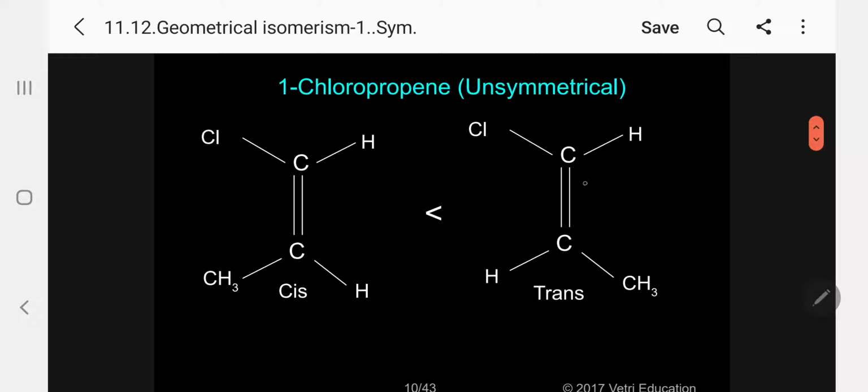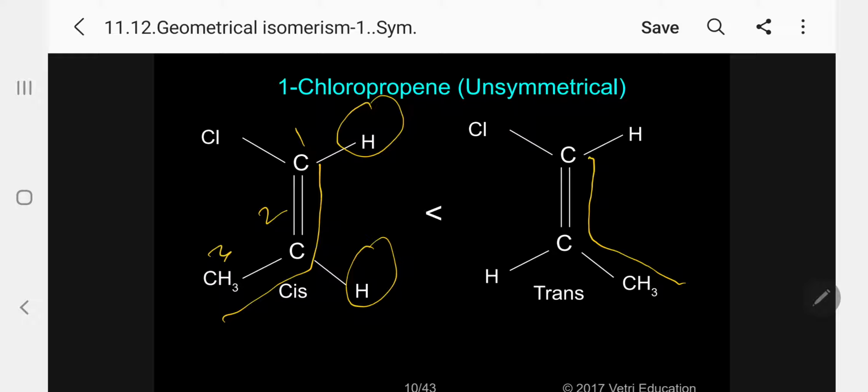In the same way, here is another example, 1-chloropropene. Please follow. This is propene, carbons 1, 2, 3. So 1-chloropropene. Hydrogen is common in both. In this case it is cis, and in this case it is trans.